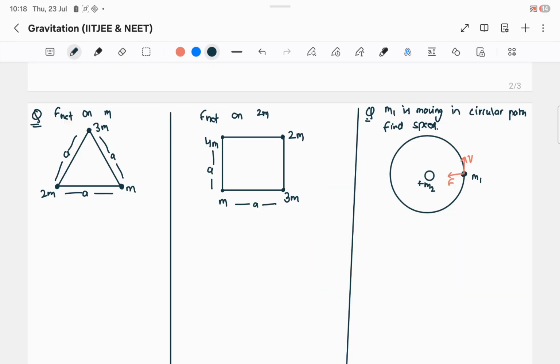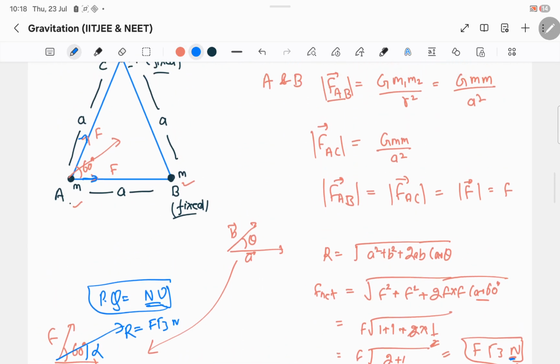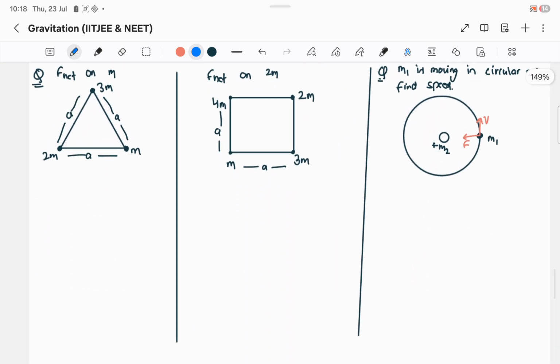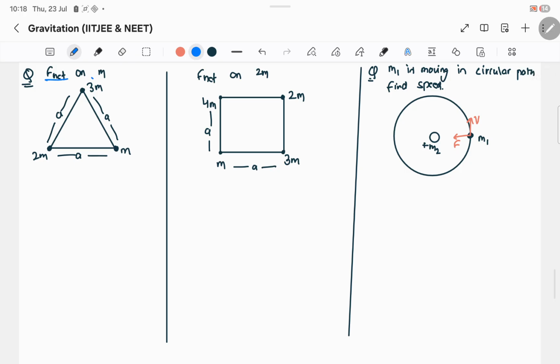Here I have also given 3 more questions, we will solve them quickly. The first question is the same, similar to question number 1 we did here, this triangular question. What we have to find here is F net on m. This is mass m, and these other masses are fixed. So how much total force is m mass experiencing? Because of 3m mass, it will experience a force in this direction, and 2m will attract in this direction.